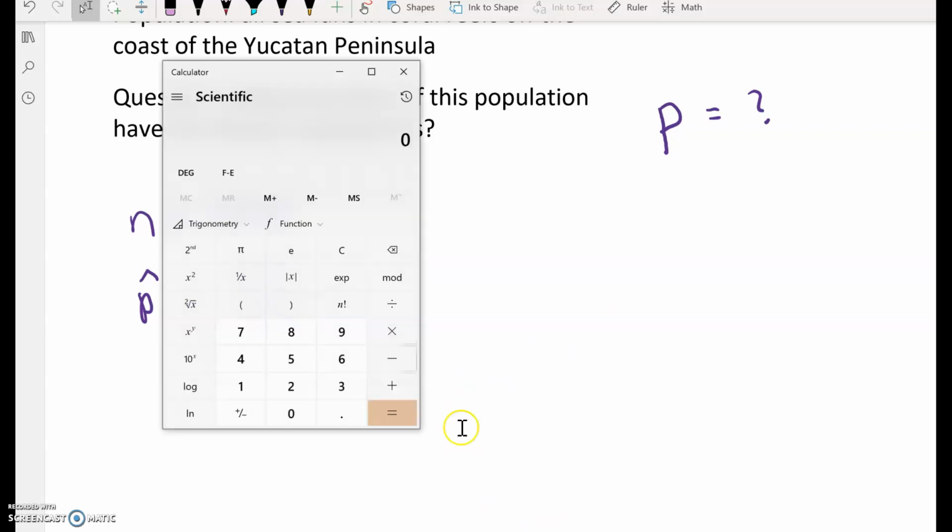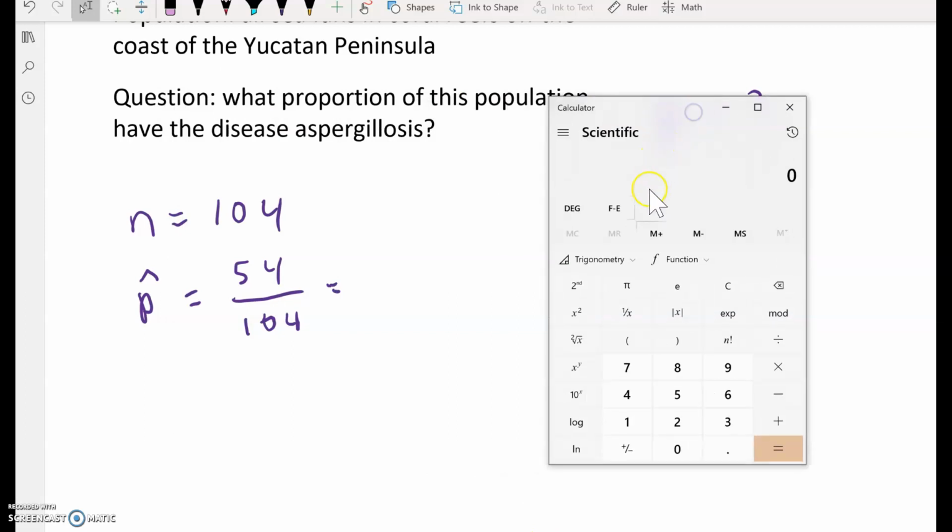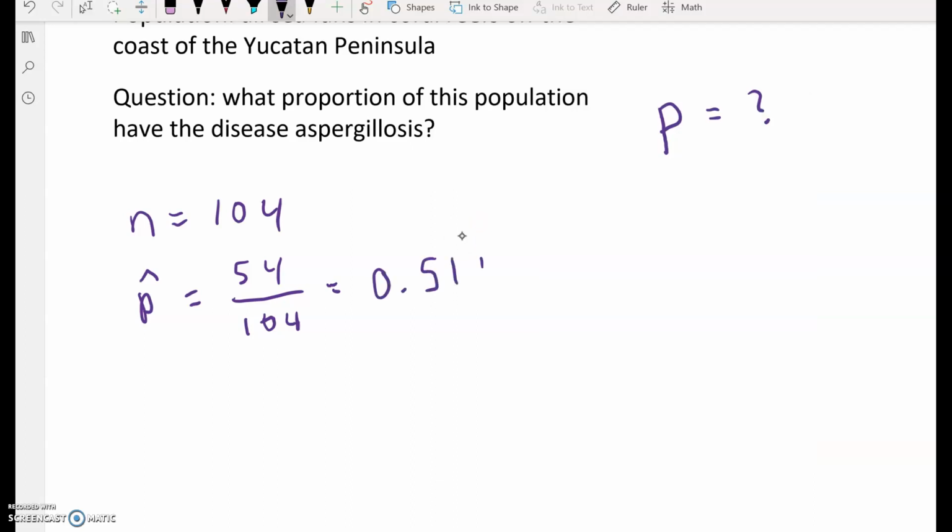And so 54, the number of quote-unquote successes, in this case success is that the fan has a disease, which I know doesn't really seem like a success, but it's just an arbitrary labeling. So 54 divided by 104 equals 0.51923. I'll just round this to 51.9%, or 0.519. Okay, so that's what we know from the sample.